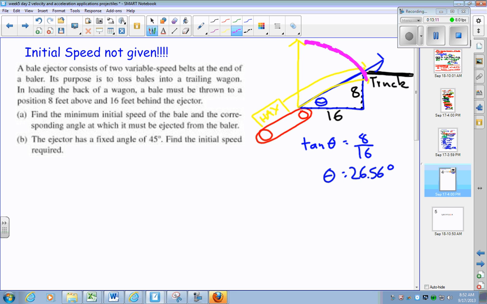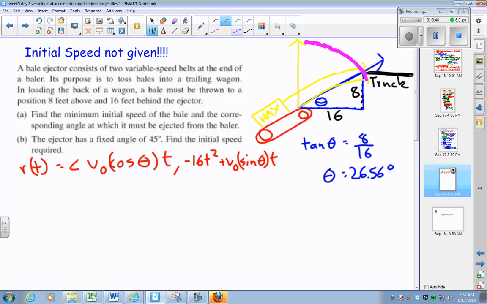I know I'm greater than 26.56. I know I'm less than 90. Somewhere in there is going to be the angle. And who knows about that initial velocity component yet. Okay? So, as usual, we start with r of t. Let's see, the x component is going to be v naught cosine theta t. We actually don't know the angle this time. And the y component is negative 16 t squared plus v naught sine theta t plus my initial height.